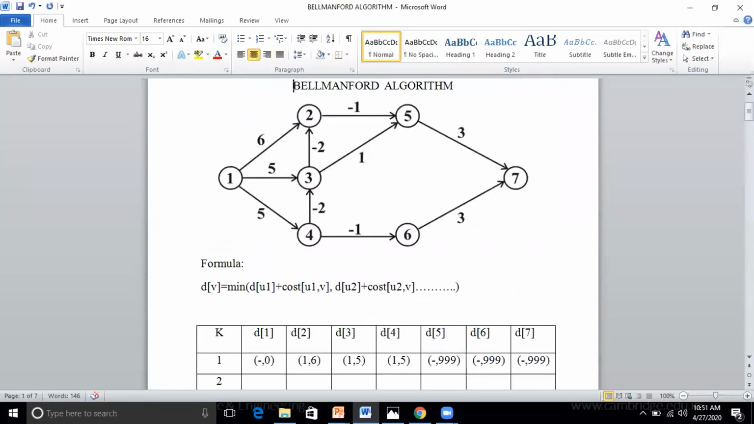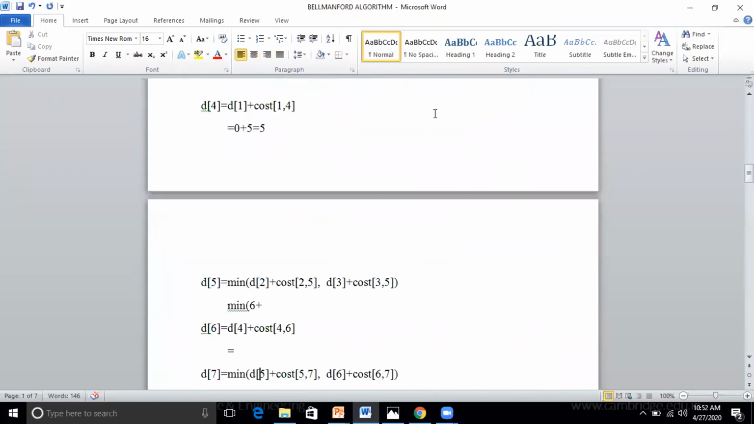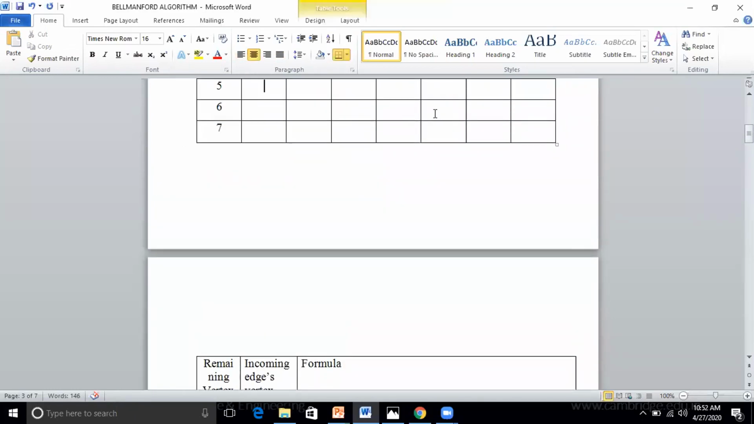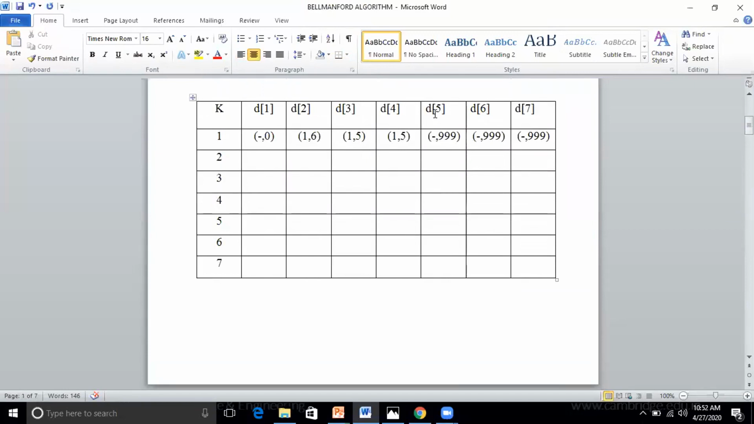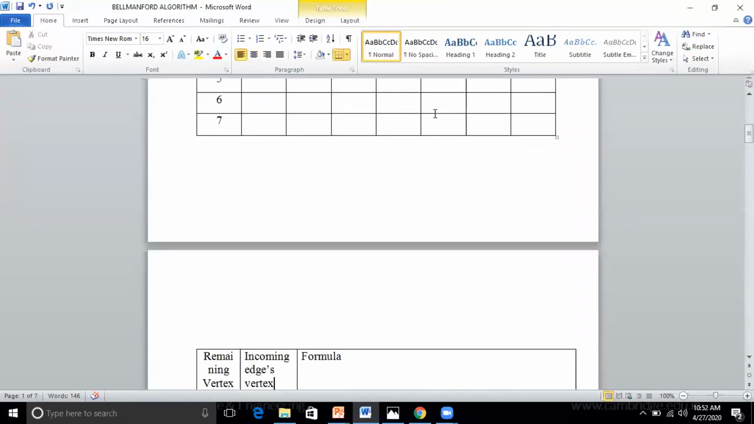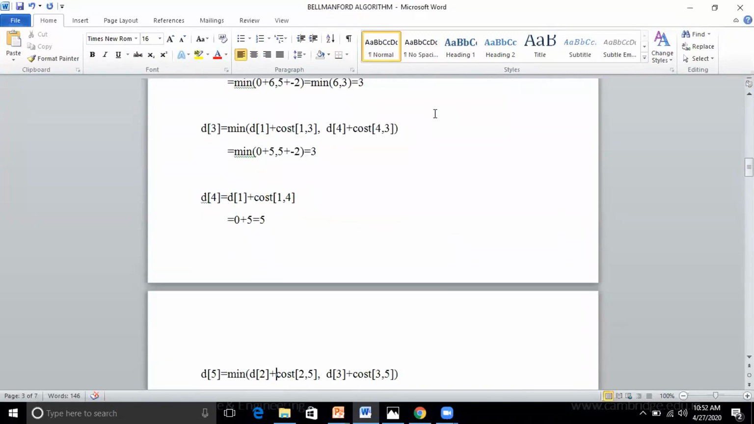2 to 5, minus 1. Okay, comma. What is D of 3 value? D of 3 value is 5.